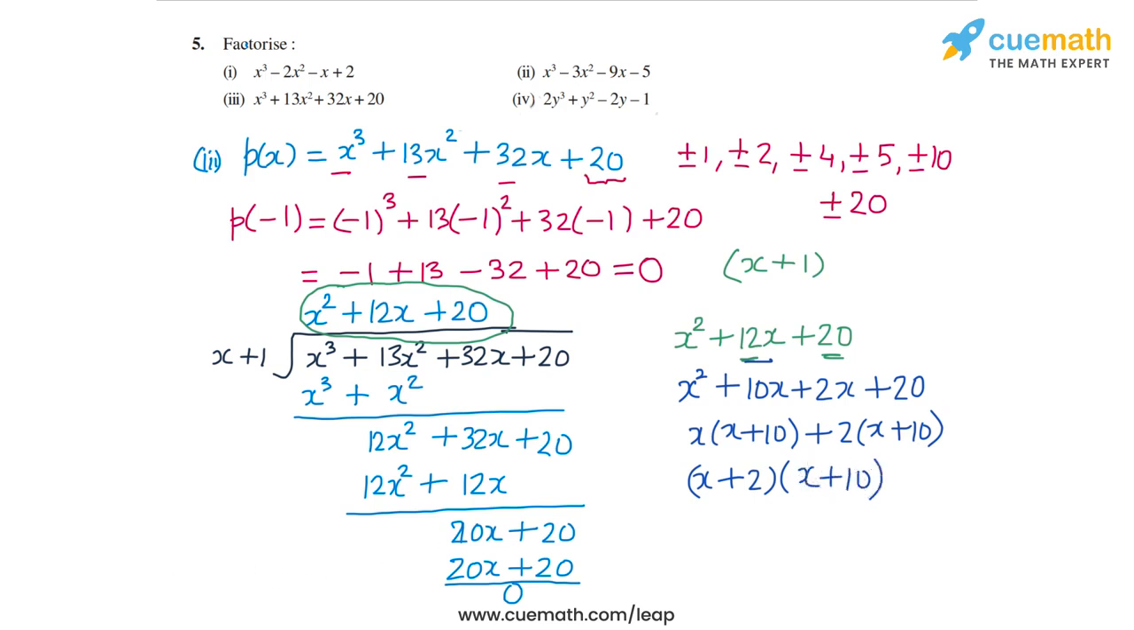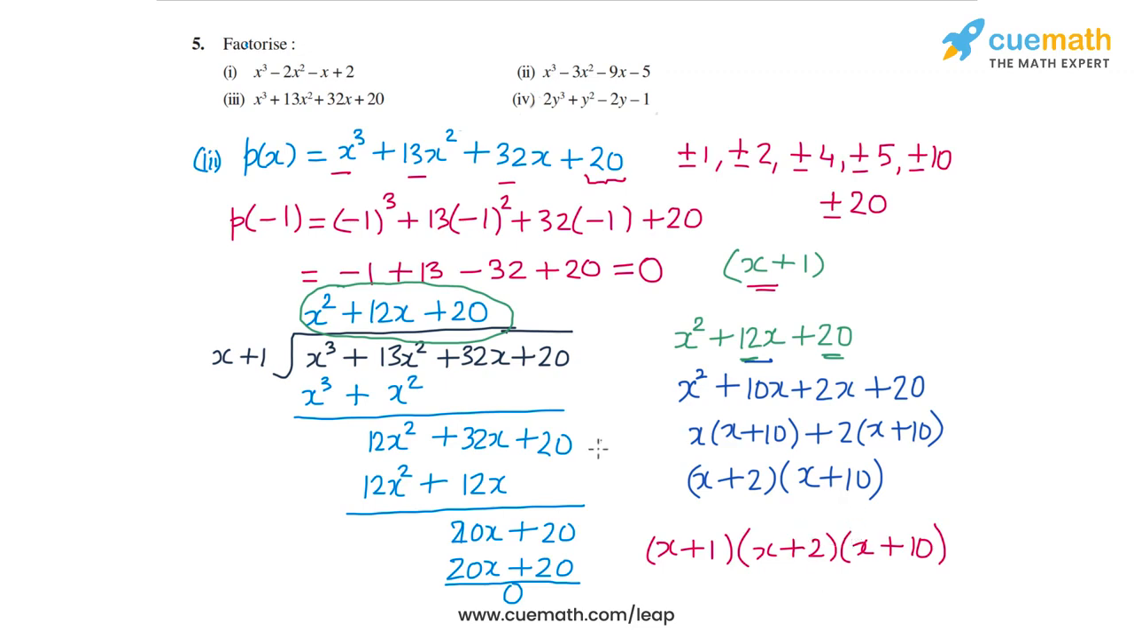So finally let's write out the answer of this part. So the first factor was x plus 1. So x plus 1 is the first factor, and then the remaining quadratic got factored as (x plus 2) times (x plus 10). So this is the factored form of the third polynomial.